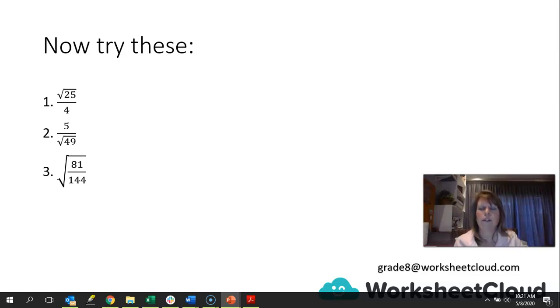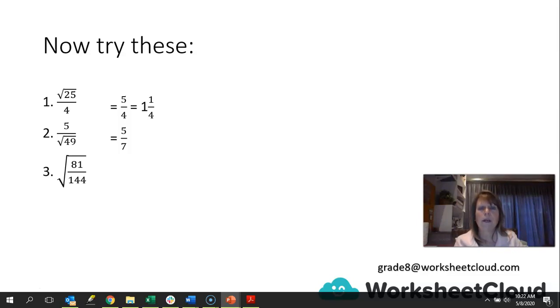Right, let's see how you did. The square root of 25 is 5, and your denominator remains the same, it's 4, so you're going to get an answer of 5 over 4, which is equal to 1 1/4, because we simplify. Okay, let's look at the next one. We've got 5 over the square root of 49, we're going to get 5 over 7, and that can't be simplified, it remains as is. Can you see how I only square rooted the 49? Because the 5 was fine on its own.